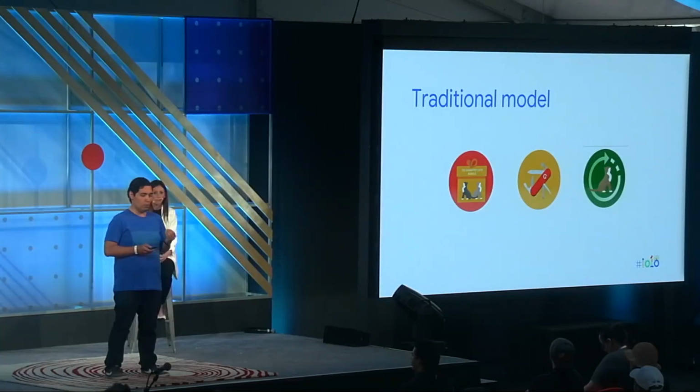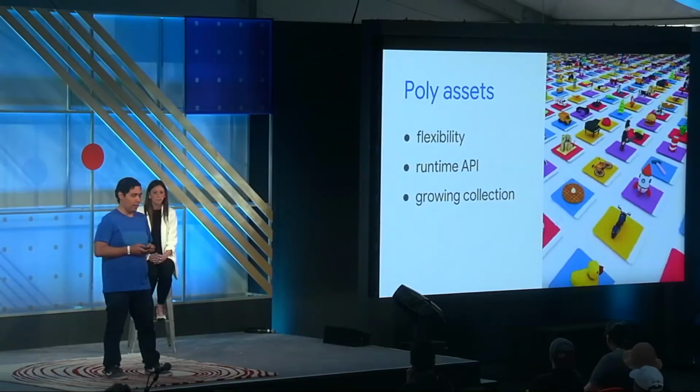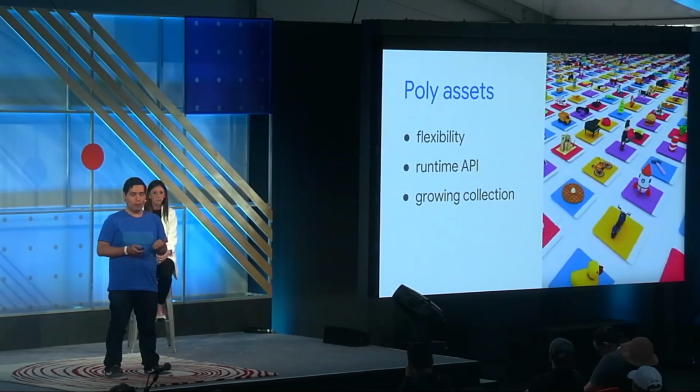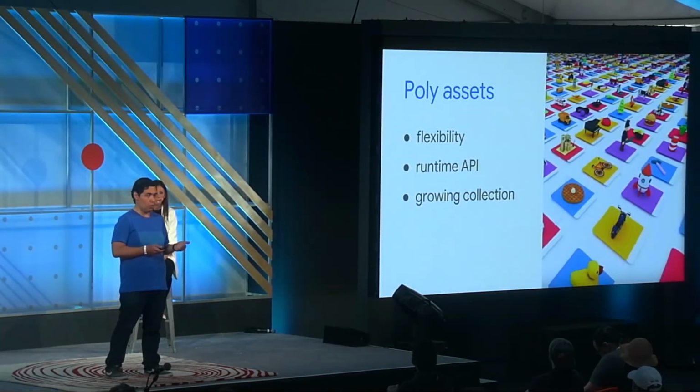So Poly, by contrast, has the flexibility that you need to try out with many different assets from Poly. It has a runtime API, which means that during runtime, you can go and search for cats and then present cats to the user or anything else that they want. And also, it's not a static collection. It's not something that you just compile once and then you only have that same assets. It's a growing collection because users are contributing to that collection all the time.